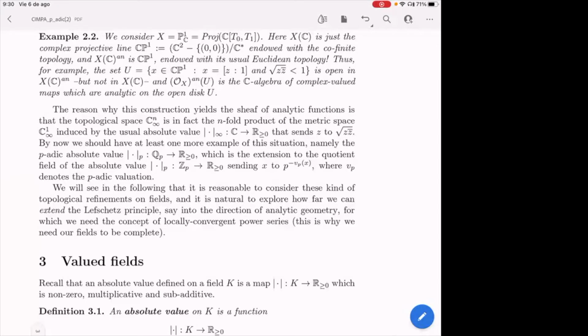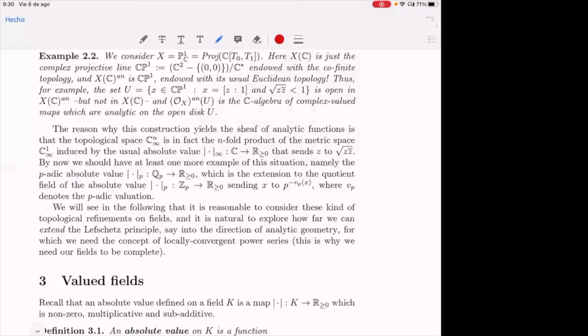So you may wonder, why do you get this kind of functions? And the reason is not mysterious. It is because, in fact, the complex line endowed with the Euclidean topology is a particular case of a valued field. You may remember the traditional absolute value, which assigns a complex number the positive square root of the product of it with itself complex conjugated, and this is an absolute value, right? This is a function which is subadditive, which is multiplicative, and which sends 0 to 0, so it's a norm.